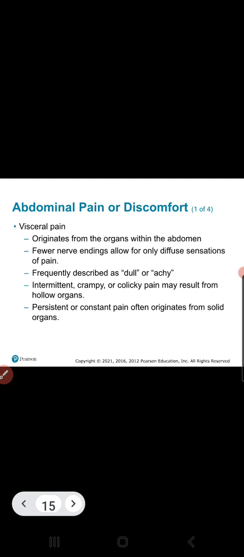Intermittent, crampy, and colicky pain may result from hollow organs. Persistent or constant pain often originates from solid organs. So learning those two differences for your NREMT or even in the field: if they're describing a crampy sensation, it's probably coming from a hollow organ. If they're describing a constant pain that doesn't go away, it stays there, it's probably coming from a solid organ. So knowing it for your NREMT questions and also in the field are two very easy ways to help narrow down what we have.